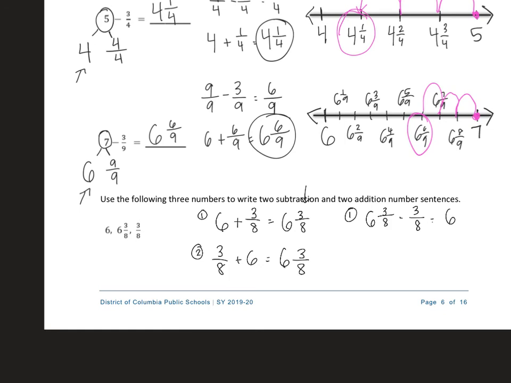Okay? I know that I can just switch the add-in that I used, so I can also say 6 and 3/8 minus 6 is going to give me 3/8. All right? So again, I used all these parts to help me create my 2 number sentences.